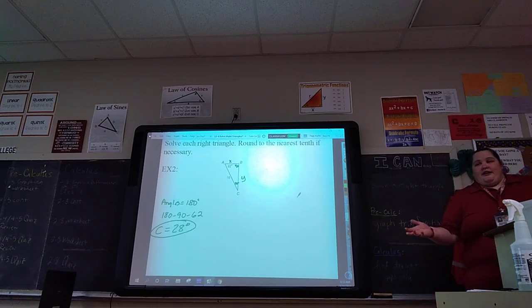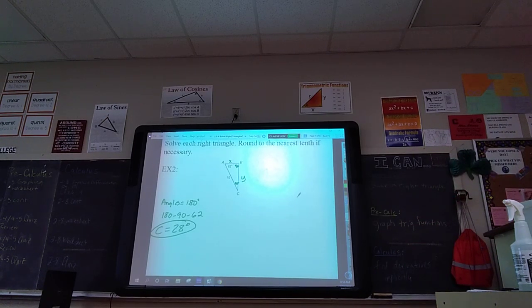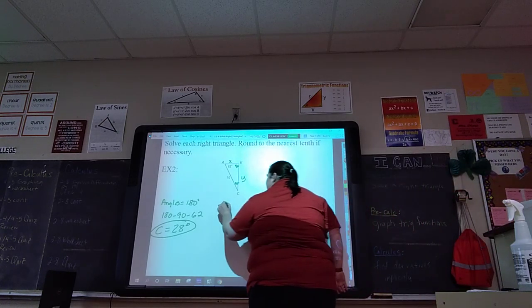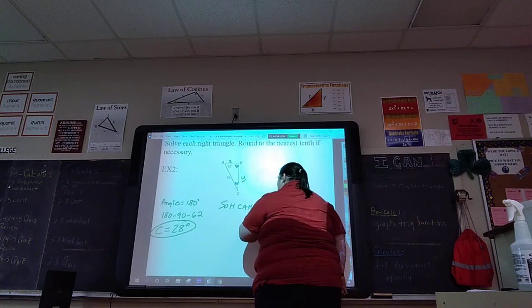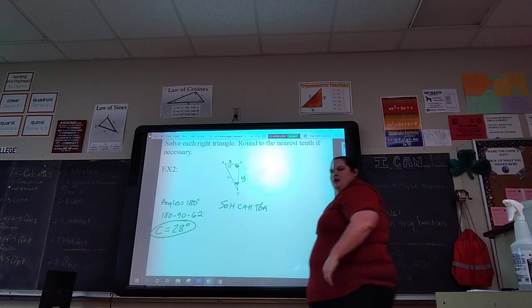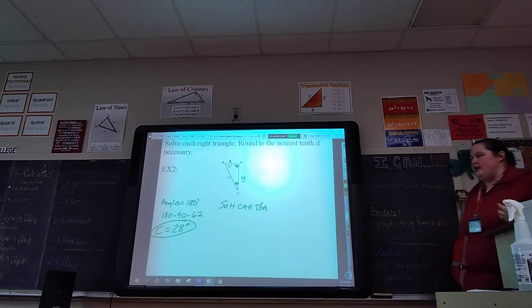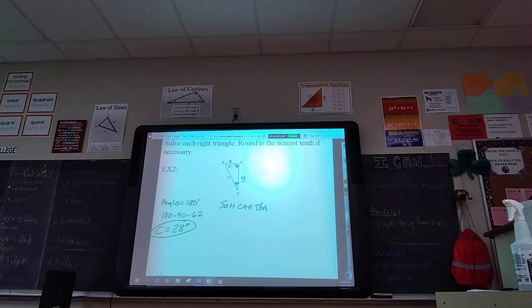So we can't use Pythagorean theorem yet because we need to have two sides in order for that to work. But we can use SOHCAHTOA, because we have some angles and we have one side, so we can use regular SOHCAHTOA to help find whichever side you want to find next.